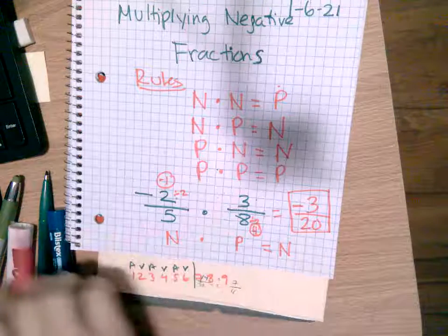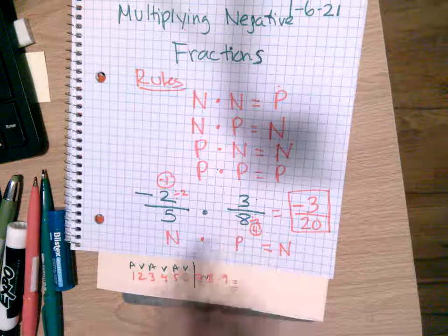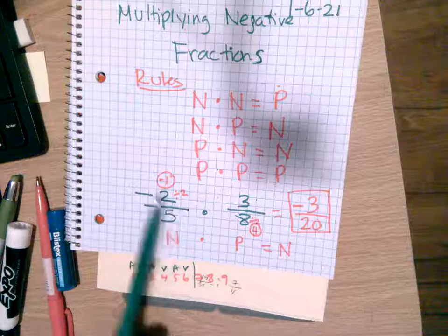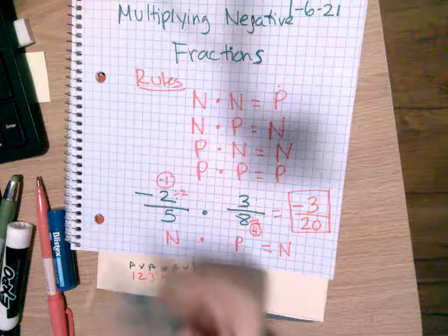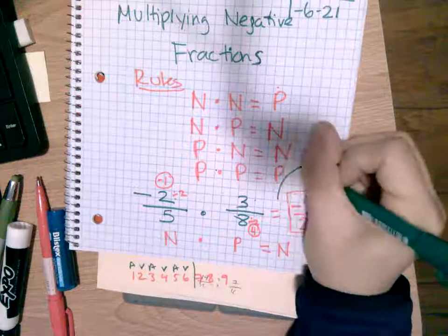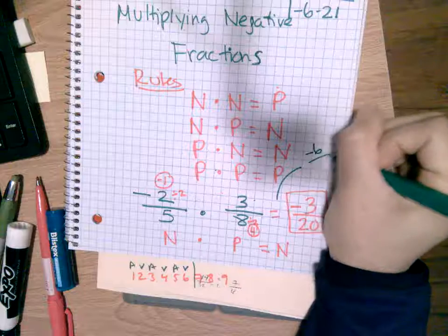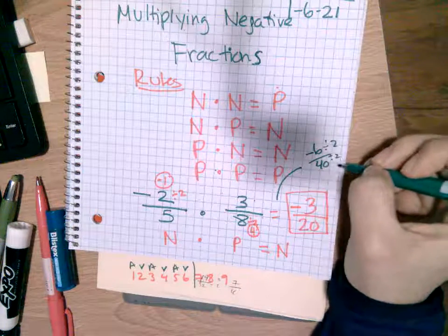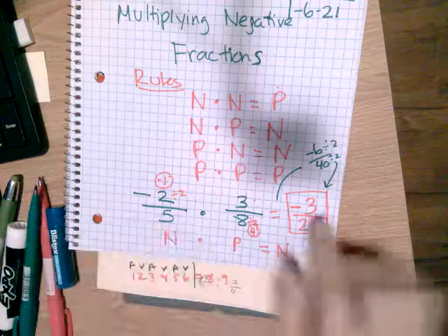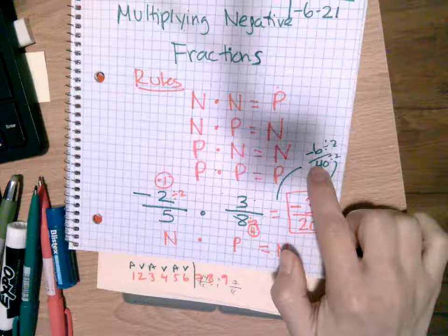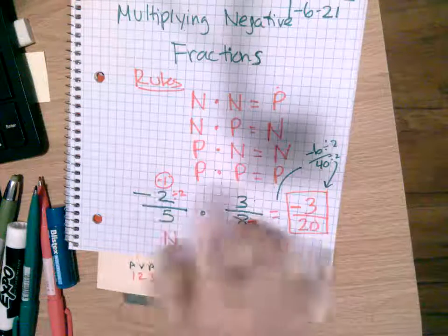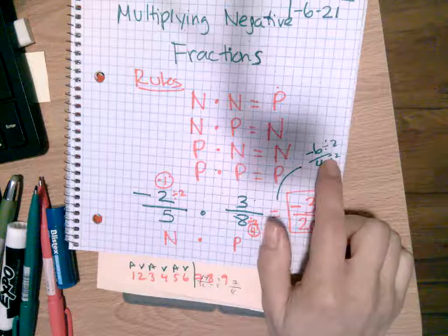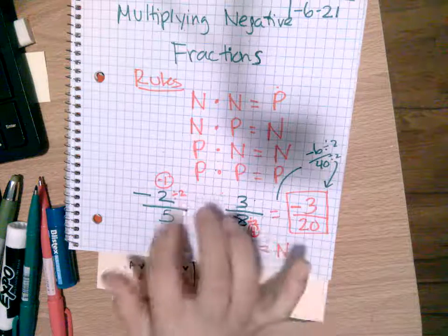And now, you can't simplify it. We already simplified it. That's the reason we try to do it beforehand. Now, if you did not simplify and you got negative 6 over 40, if you divide by 2, you end up with the same answer. You just end up with a lot bigger numbers. So it's up to you when you want to simplify. Do you just want to multiply straight across and simplify at the end? Or do you want to see if you can simplify the corners?